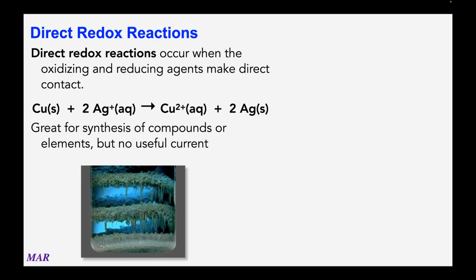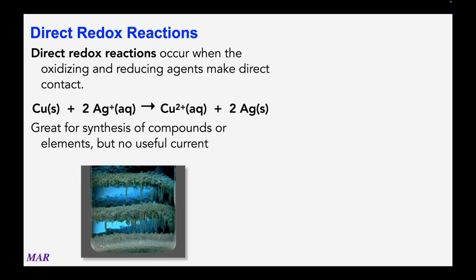And you know the reaction was occurring because of the blue color of copper 2 plus. But also notice that the reaction happened right on the copper metal center. That piece of wire, the copper wire that wound around, that's where the reaction took place. Direct redox reactions occur right at the place of where something's being oxidized or something's being reduced.